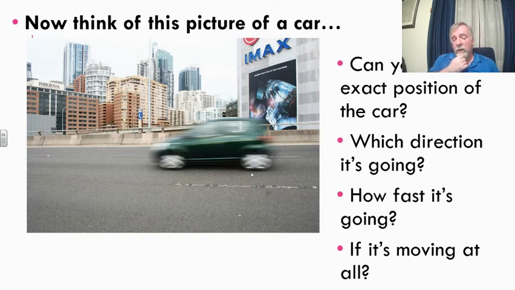Do you know which direction it's going? Well, we can infer that since the car is on a highway, it's going to be going forwards. Otherwise, it'd be really dangerous. So yeah, we probably have a pretty good idea which direction it's going. It's going to the left as it's going down. Can we tell how fast it's going?